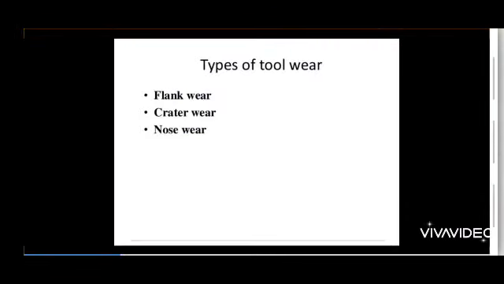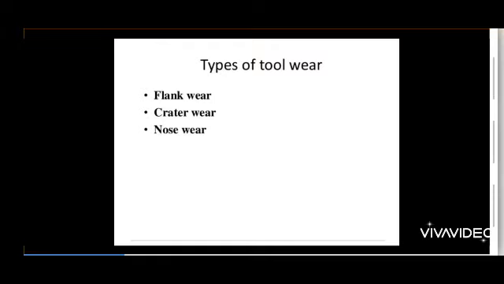Wear, how the wear takes place, that is explained by tool wear mechanism. If they ask types of tool wear, we have flank wear, crater wear, nose wear. Flank is one of the portions of the tool that faces the workpiece material. So the wear taking place on the flank surface is called flank wear.